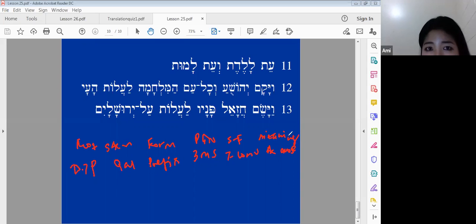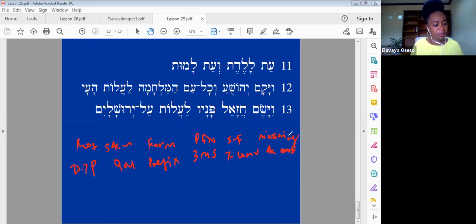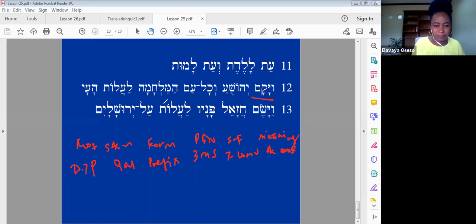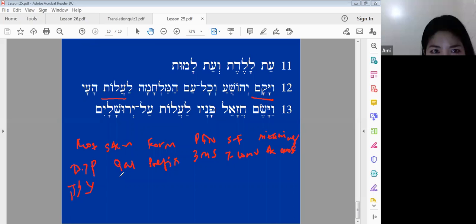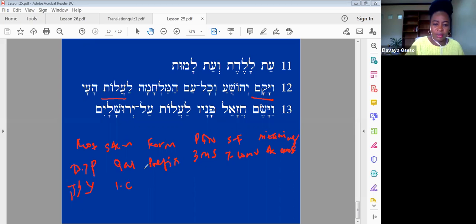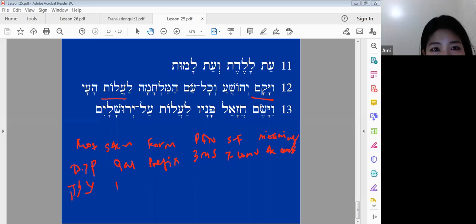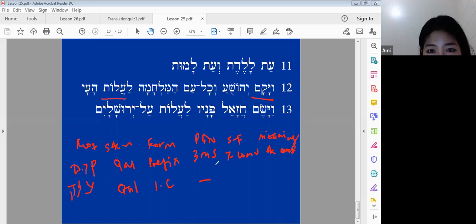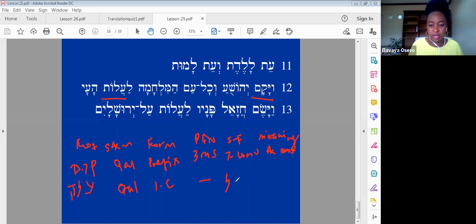We have another verb there. Is there another verb? Yes. What's the next verb? Infinitive construct. Stem qal. Form infinitive construct, PGN no. Special feature lamed, preposition le.